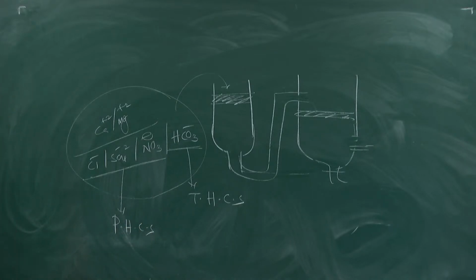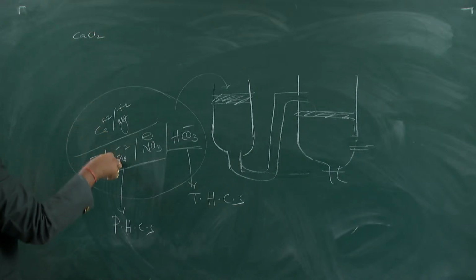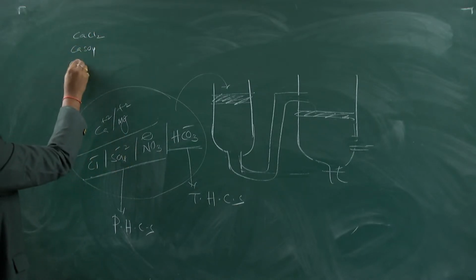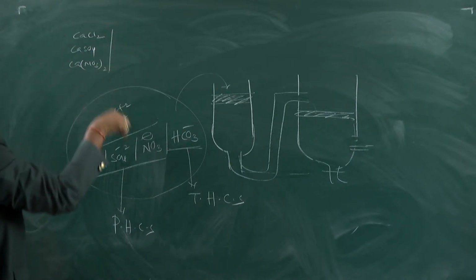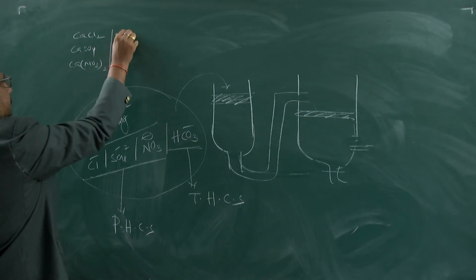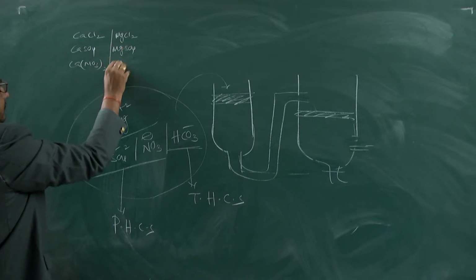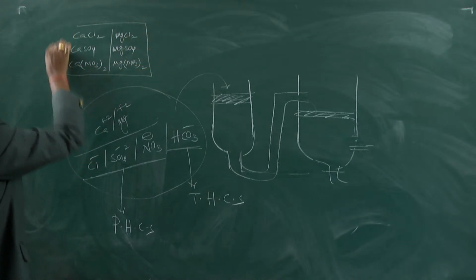How permanent hardness causing salts form: for example, calcium chloride, calcium sulfate, and another one, calcium nitrate. These are the materials, and if they react with magnesium compounds, magnesium chloride, magnesium sulfate, and magnesium nitrate, these materials are the permanent hardness causing salts.